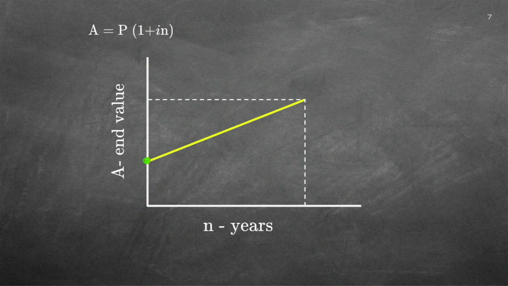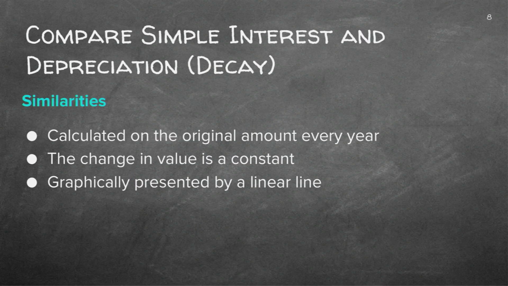And if you look at the next one, because there's a plus in, it's still the A here, and it's still the N there. Always we use N for the x-axis and the amount, the real value on the y-axis. But now it's increasing because there's a plus in your formula. Good. Now, to compare simple interest and simple decay or depreciation, because we're going to use the same formula.